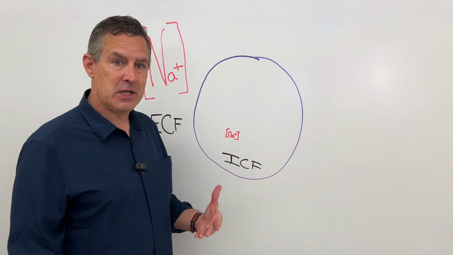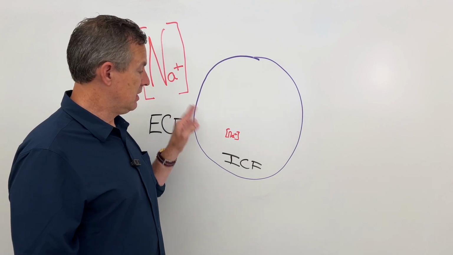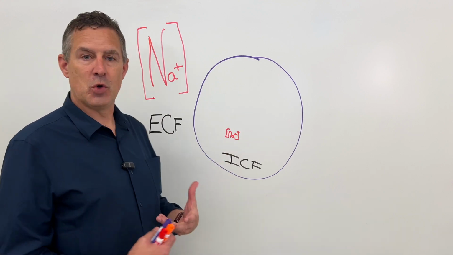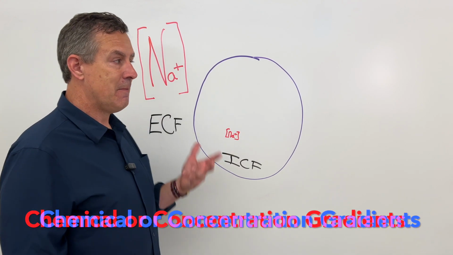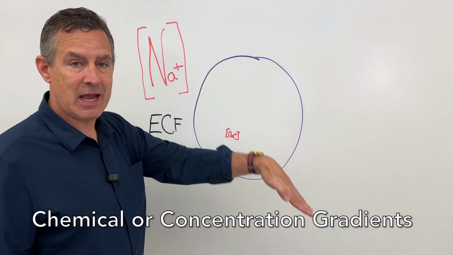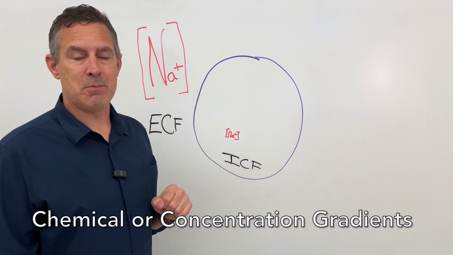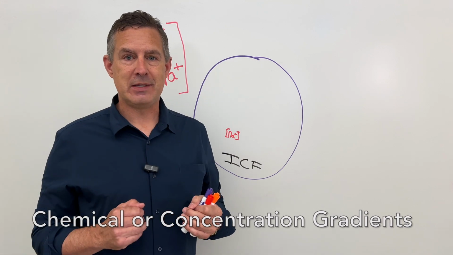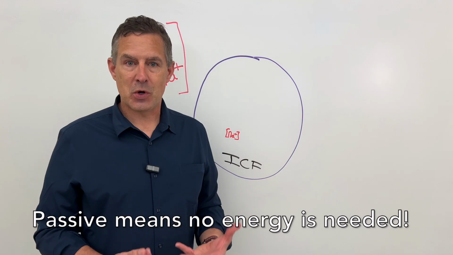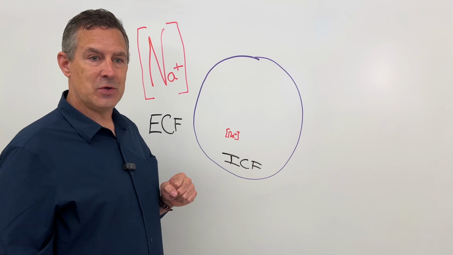Okay, so what we have right here is a much higher concentration of sodium outside of the cell and a much lower concentration of sodium inside of the cell. This is where gradients play a part. That is to say, entities, in this case sodium, are going to move down their chemical gradient. The chemical we're talking about is sodium. It's moving down its chemical gradient just like a ball rolling downhill. This is a passive process, meaning it does not require energy. Sodium moves into the cell down its chemical gradient.